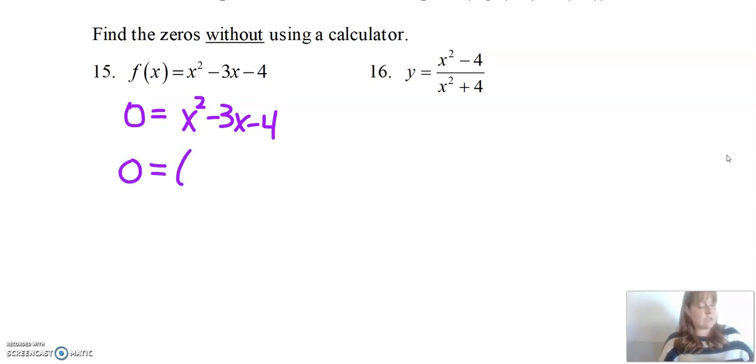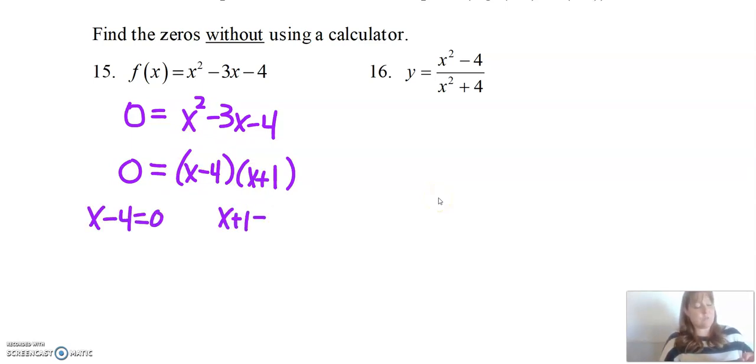So let's see, x minus 4 and x plus 1 would give me negative 3x and negative 4. So it's factored. And then remember that the zero product property tells us that if this whole thing is equal to 0, either this has to equal 0 or this has to equal 0. One of the two has to equal 0. So we say either x minus 4 equals 0 or x plus 1 equals 0. And then we just solve those. So either x equals 4 or x equals negative 1.